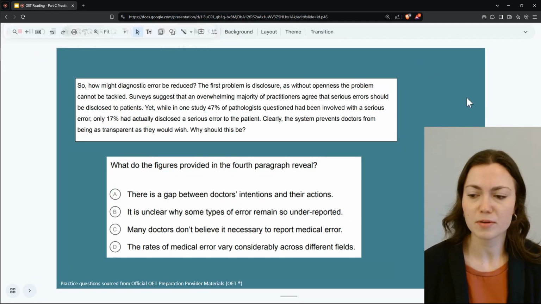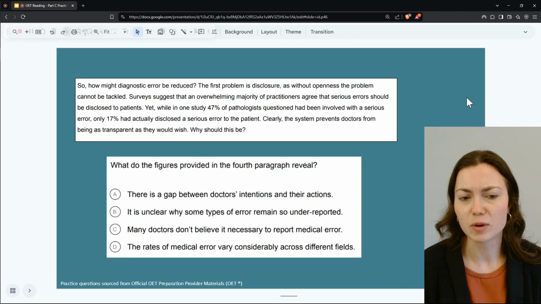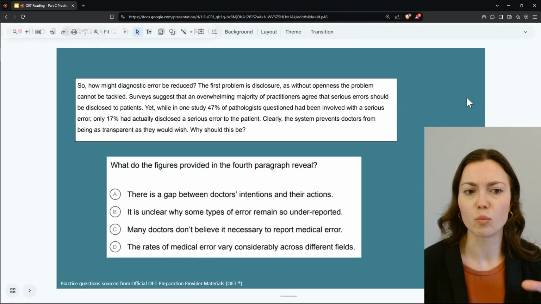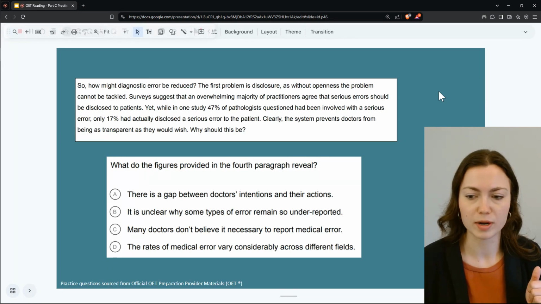All right. Some of our OET Reading Part C texts will have figure questions and others won't. So when you get one, I usually suggest that sort of approach: looking for what is the difference between these numbers and what it is pointing to as well.